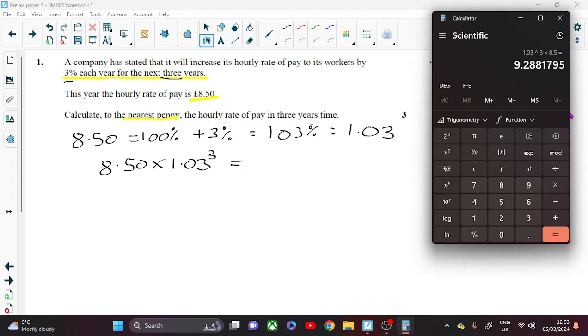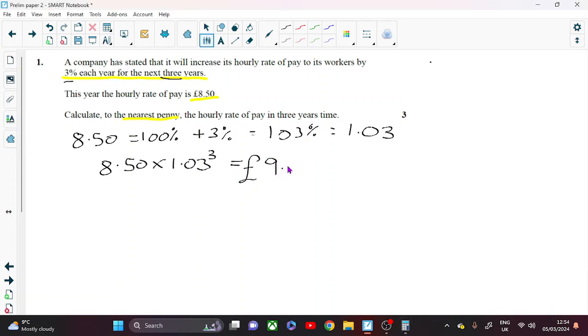So I've got 9.2881795 and I'm asked to the nearest penny. Remember, 5 and bigger rounds up. So the second of the 8s there means that we'll be rounding up to 29. So we have got £9.29, and always write what you've done it to. So to the nearest penny. That's terrible handwriting.